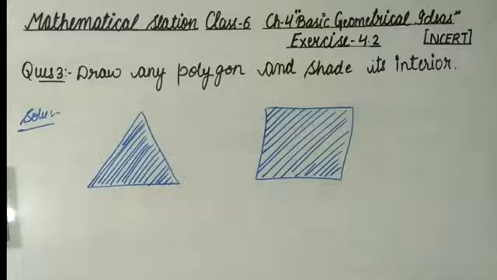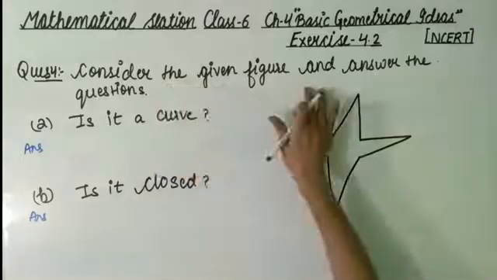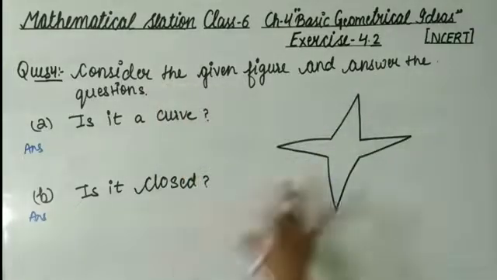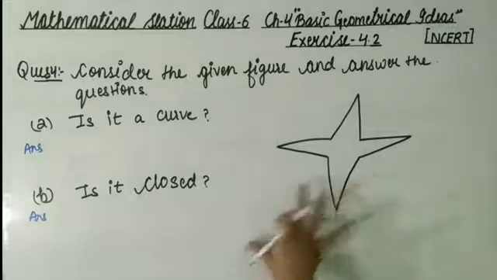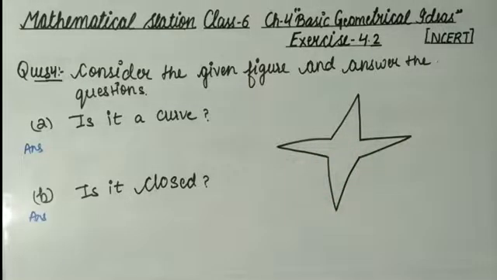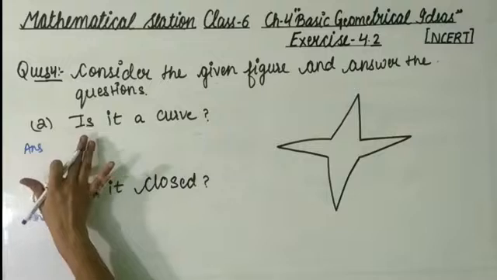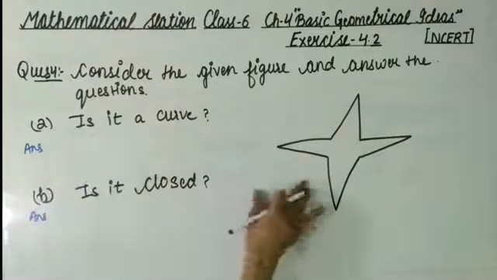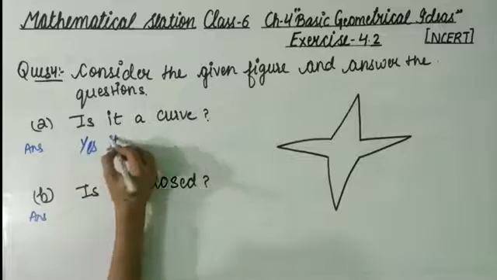Now student, our question number 4 is consider the given figure and answer the question. Is it a curve? After seeing the figure, we will answer these questions. First, this figure is similar to a star and it is a curve also. And the question is, is it a curve? So yes, it is a curve. So this is our answer.